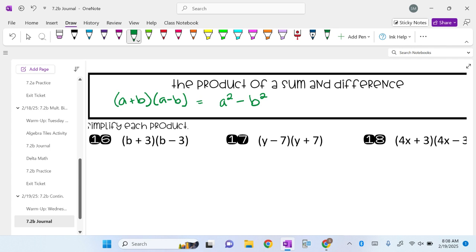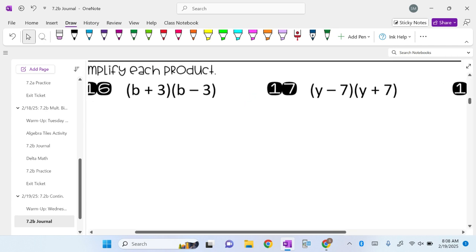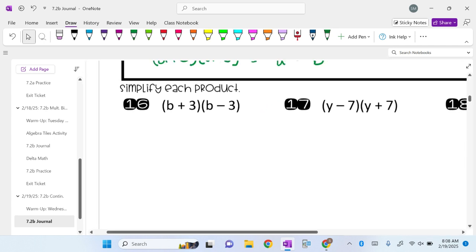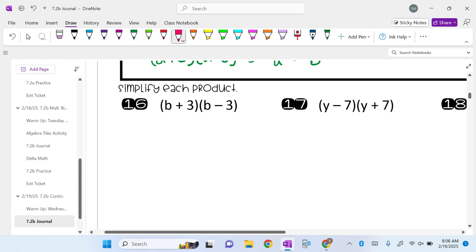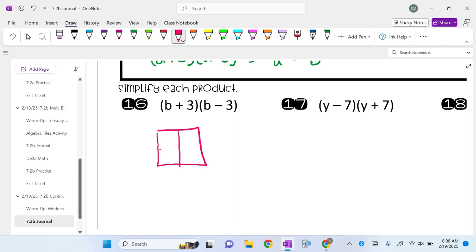Now, we're about to see why this works. So I'm going to do box method for number 16 so we can see why this works. So for number 16, I'm just going to do a quick box method. So we have a 2 by 2 box. I'll put b plus 3 on top, b minus 3 on the side. What would I get for the product of this box? So what am I multiplying first off?